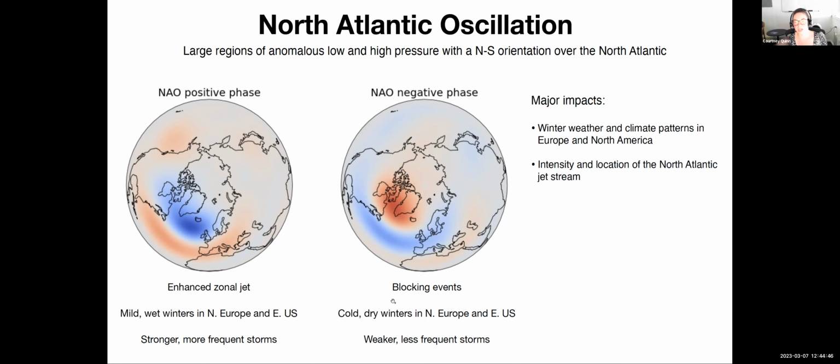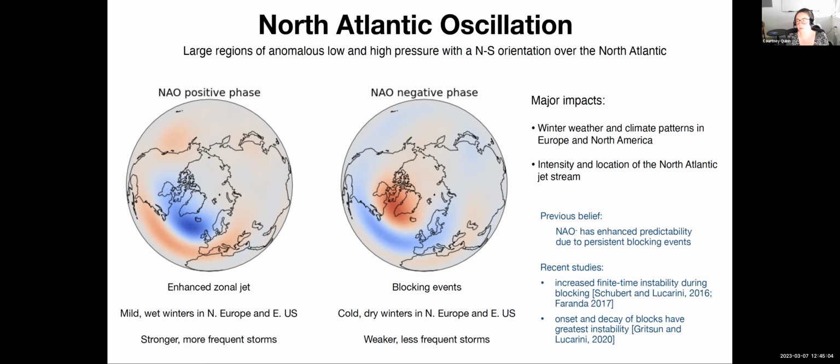And then in the negative phase, you have things like blocking events, cold and dry winters, and less frequent storms. The major impacts, as I just said, are in the weather, but also in the intensity and location of the North Atlantic jet stream.